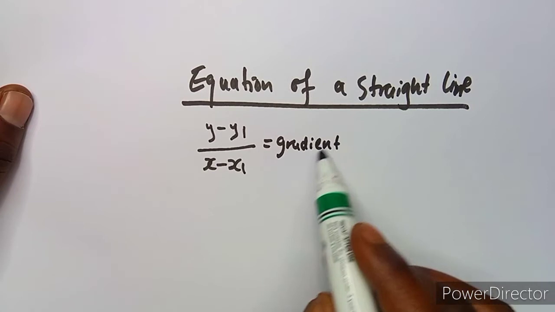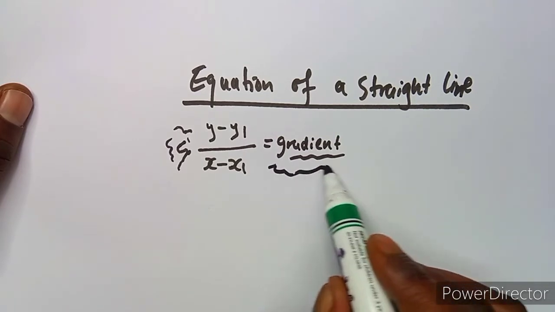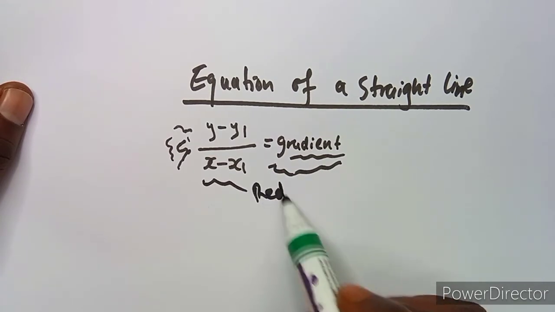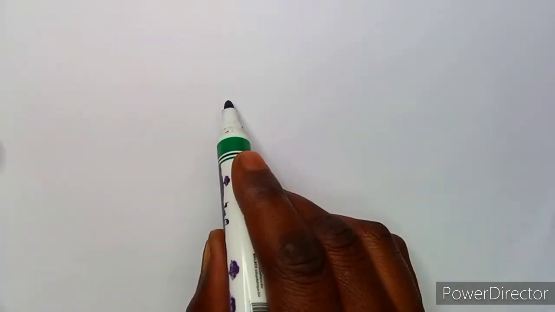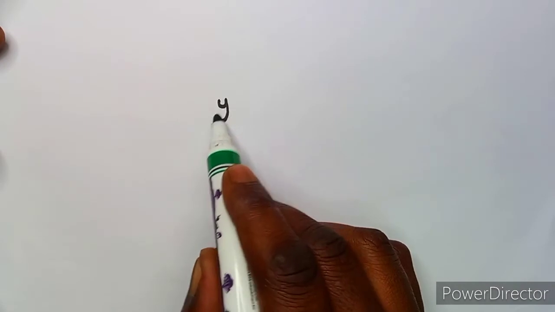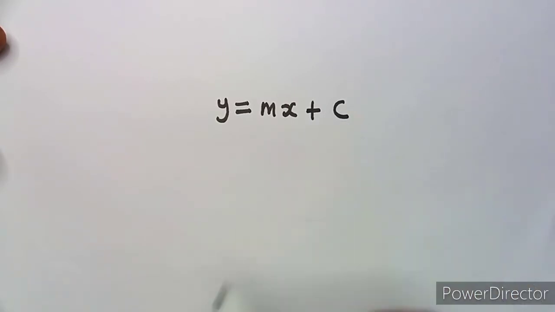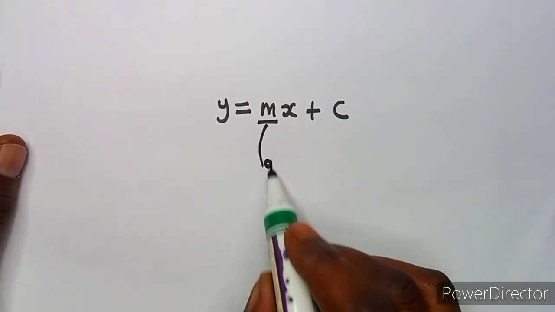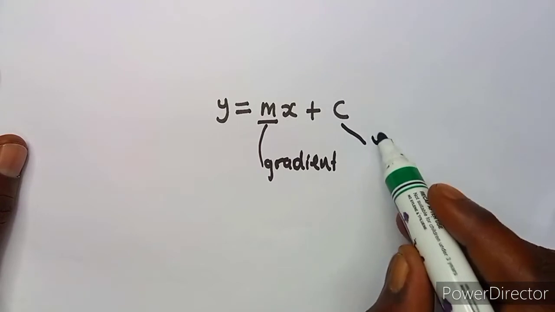Yes, you can use this concept, guys, but with the time that we are moving with, you find out that you are working with a lot. So how can I reduce this overload of working with these formulas? I can just use this concept. Whenever you are asked to find the equation of a straight line, you know that the equation of a straight line is given in this format of y is equal to mx plus c, where m represents the gradient and c is the y-intercept.